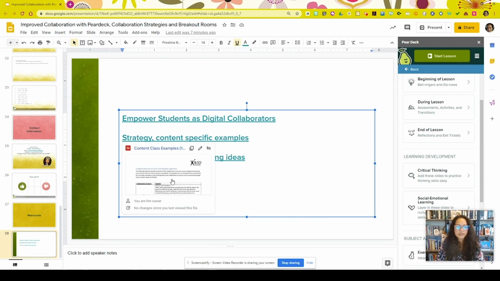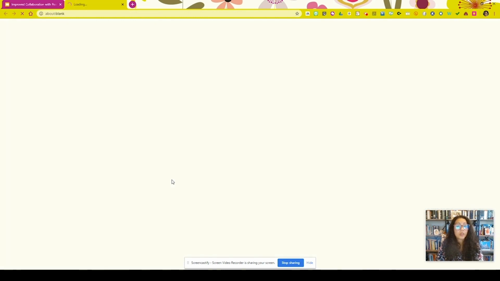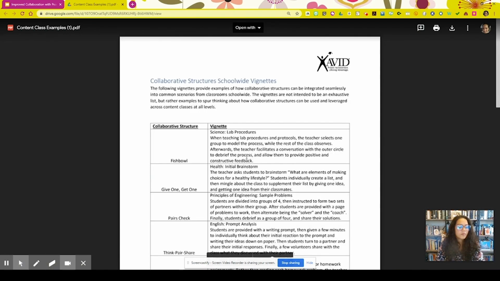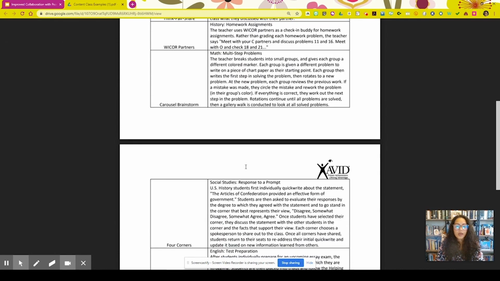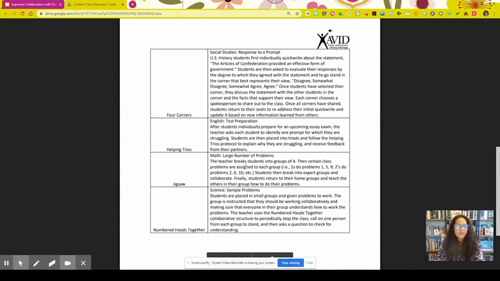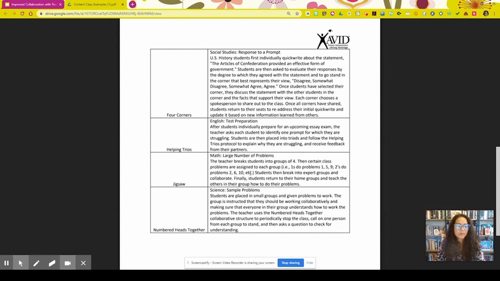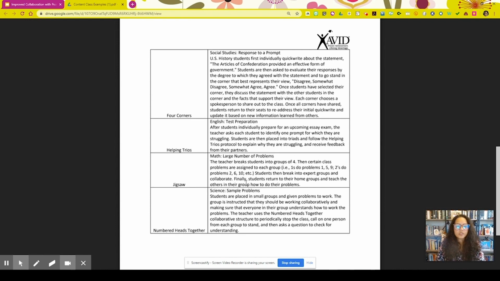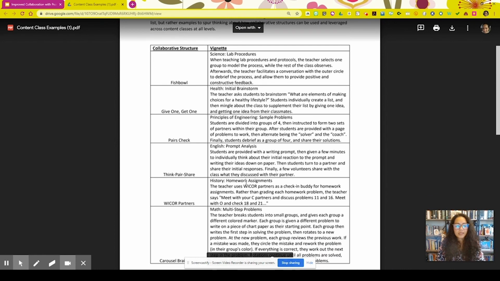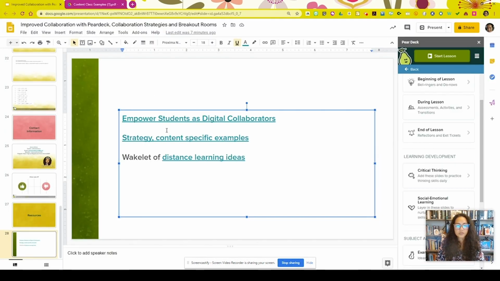Again, I promised that I would provide details for all of the collaboration strategies that I use, that AVID endorses, and that are just good pedagogical practices. These descriptions are specifically detailed for content areas, so you can get a feel for it. Of course, they don't need to be. Like Jigsaw, I use Jigsaw all the time, and the example here is math, but I teach English. So just know that you have access to this. Feel free to reach out if you need any help with that.